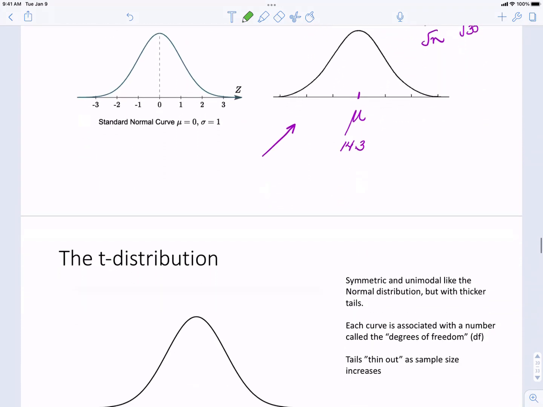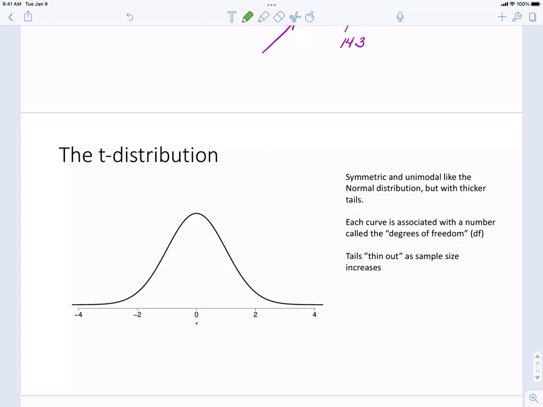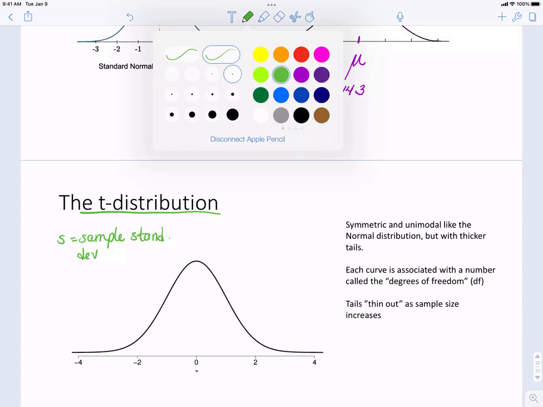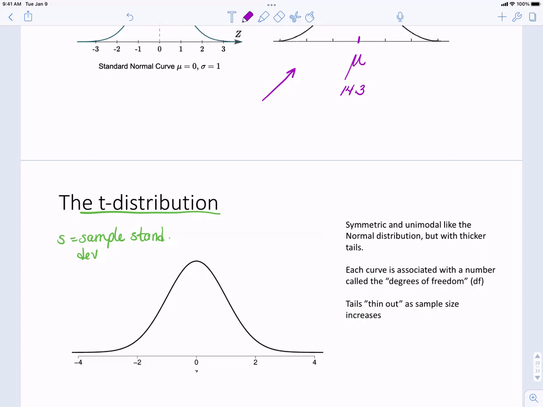Okay, so here's the modification. When you substitute s, the sample standard deviation, for the population standard deviation, which is unknown, when you make that swap, we no longer have a normal distribution. We have something called the t distribution. Now you're going to be saying, wait, that looks just like a normal distribution. True, it does. However, what's similar? It's symmetric and unimodal like the normal distribution, but the tails are slightly thicker. You can see here they're just a little bit thicker in the tails than a normal distribution. And each curve has associated with it a number called the degrees of freedom, which is abbreviated df. And as the degrees of freedom increases, the tails tend to thin out.